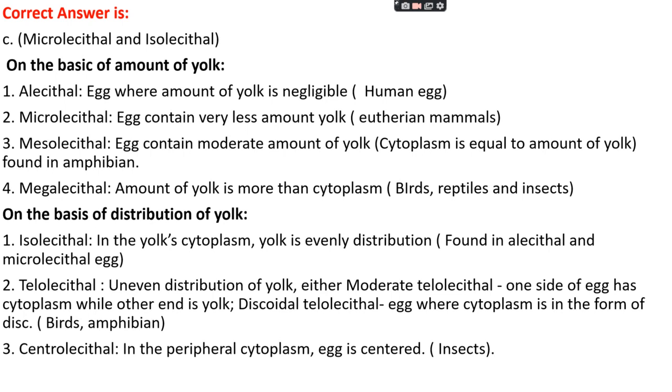Similarly, eggs are also classified on the basis of distribution of yolk. In isolecithal eggs, yolk is evenly distributed in the cytoplasm. It is mainly found in alecithal and microlecithal eggs. In telolecithal eggs, there is an uneven distribution of yolk, either moderate telolecithal, where one side of the egg has cytoplasm while the other end is yolk, or discoidal telolecithal, where the cytoplasm is in the form of a disc, as in birds and amphibians. And last is centrolecithal, where the yolk is central and the peripheral cytoplasm surrounds it. We can see this in the eggs of insects.